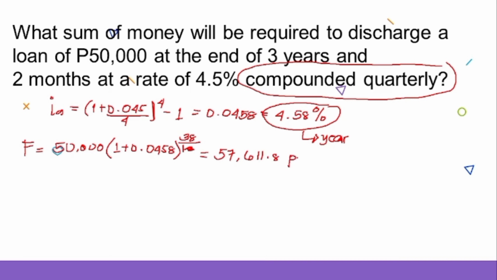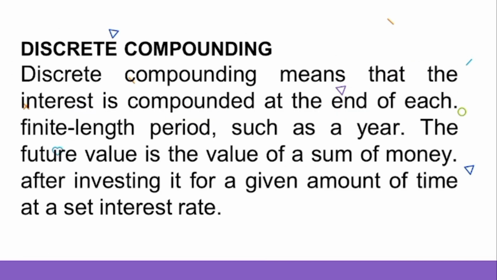57,611.8 pesos. So this is how we solve compound interest using the effective interest rate. But then okay lang naman yung way ng pag-solve nyo before. Basta mag-drive in lang talaga this one and this one. So let's proceed sa discrete compounding.